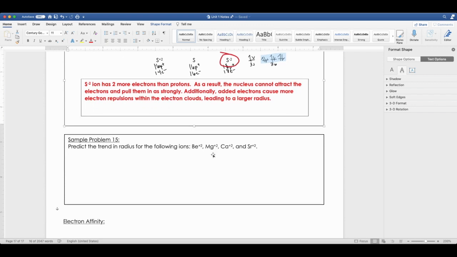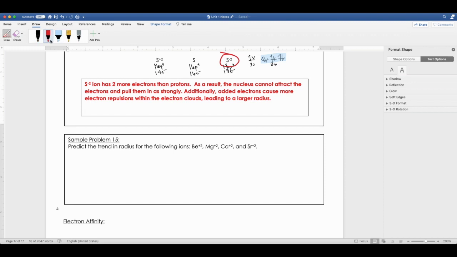Let's take a look at 15. So predict the trend in radius for the following ions. So I have beryllium, I have magnesium, calcium, and strontium. Notice all of these have a charge of +2. All of these are in the same group on the periodic table. They're all alkaline earth metals. So we can identify that on here.